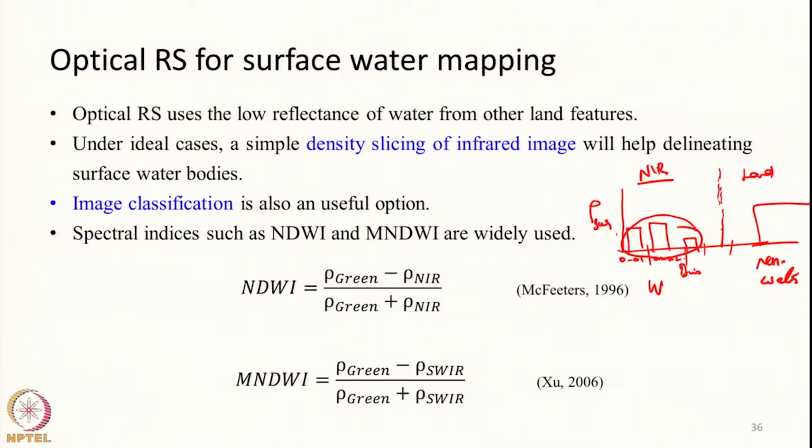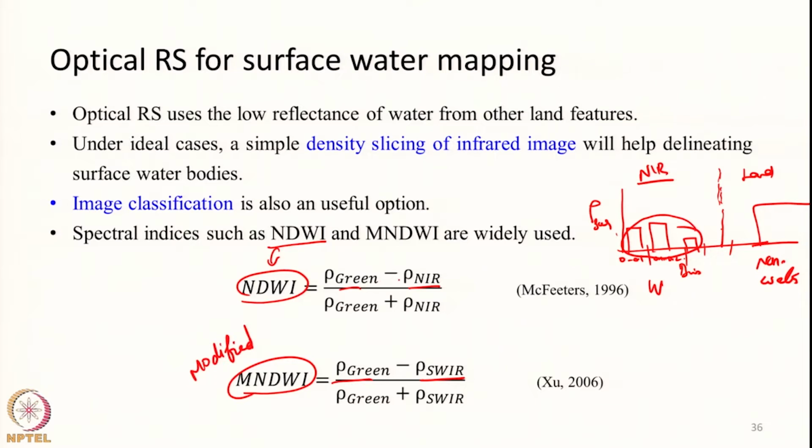This is under ideal conditions, but this may not always work, and that is why people have developed spectral indices such as NDWI, the Normalized Difference Water Index, relating green and NIR or green and SWIR. This is NDWI or MNDWI, the Modified Normalized Difference Water Index.